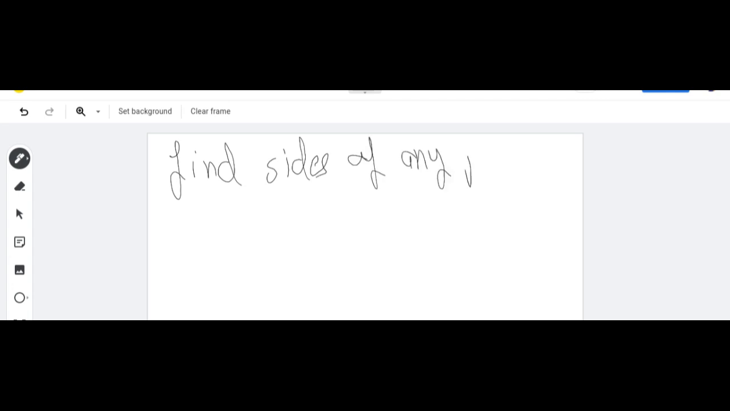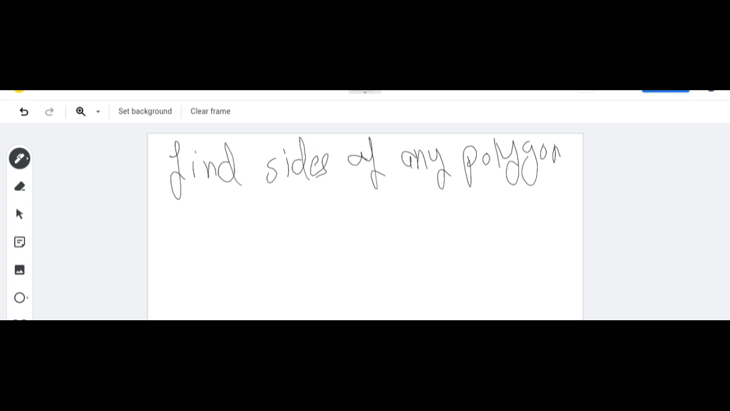Okay, this question is very easy. For example, if they ask us to find the sides of any polygon, we don't know which shape they give us, but they also give us the angles. By looking at the angles we can find the sides. Here they give how many angles? What is the measure of the angles?